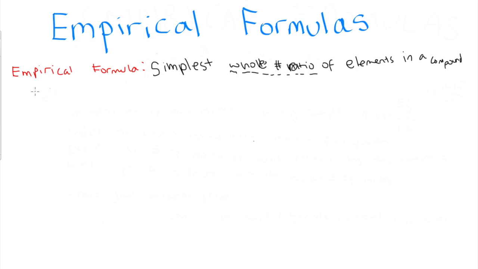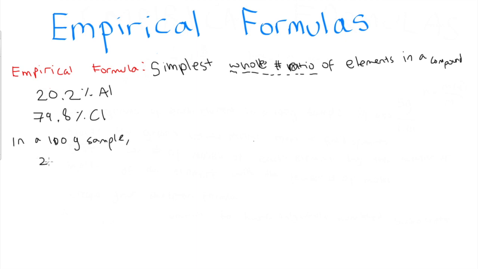So in this first one, we have a compound with 20.2% aluminum and also 79.8% chlorine. Okay, so what will this compound's empirical formula look like? Well, luckily for us, 20.2 and 79.8 add up to 100. And so we can simply say that in a 100-gram sample, we're going to have 20.2 grams of aluminum, and then we're also going to have 79.8 grams of chlorine.